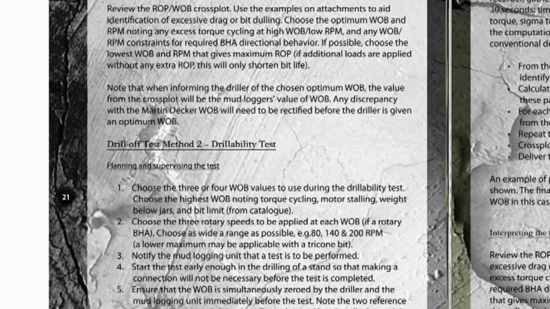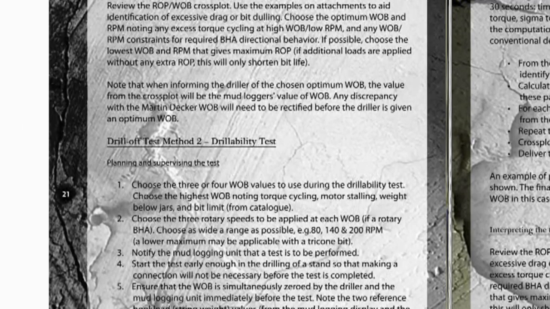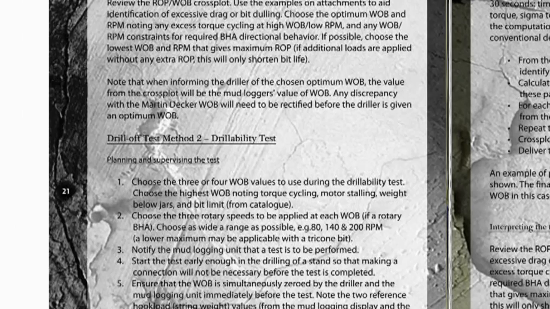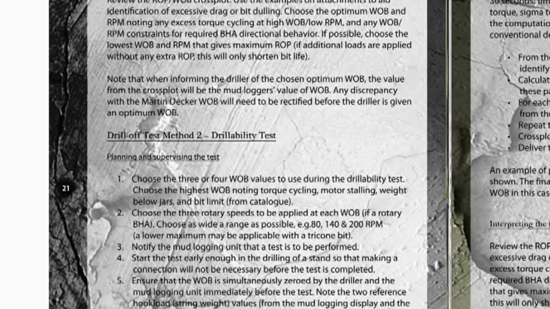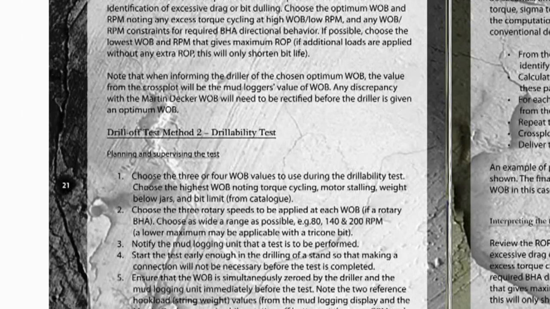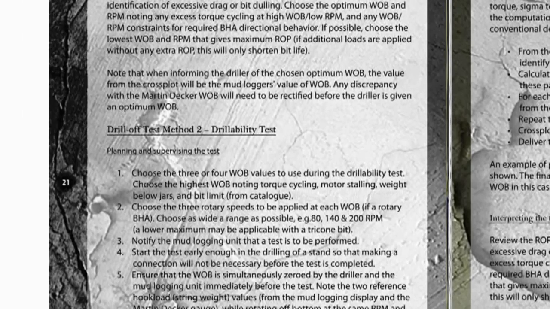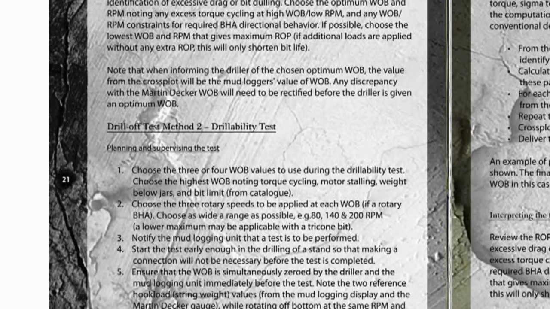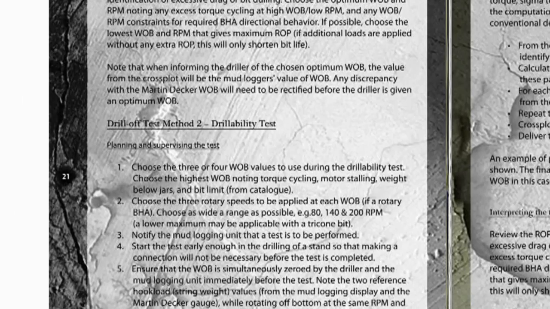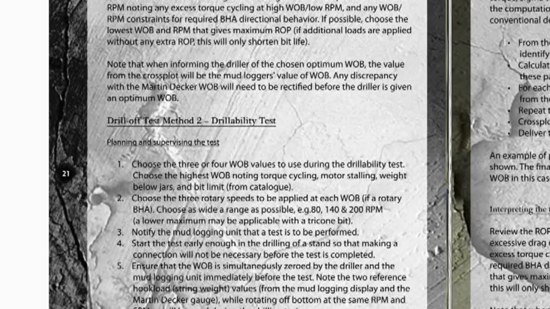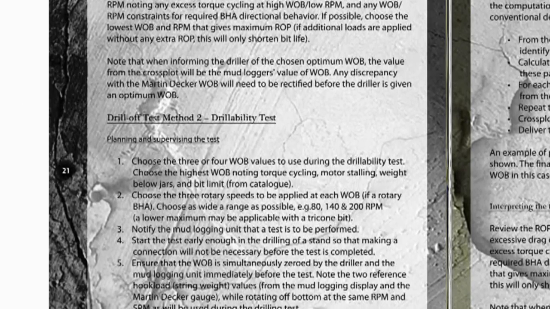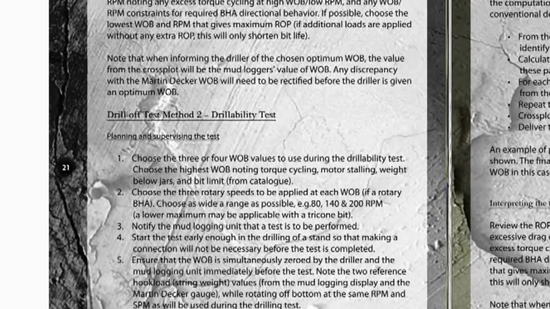Drill-off test method 2. Drillability test. Planning and supervising the test. 1. Choose the 3 or 4 WOB values to use during the drillability test. Choose the highest WOB, noting torque cycling, motor stalling, weight below jars, and bit limit from catalogue.